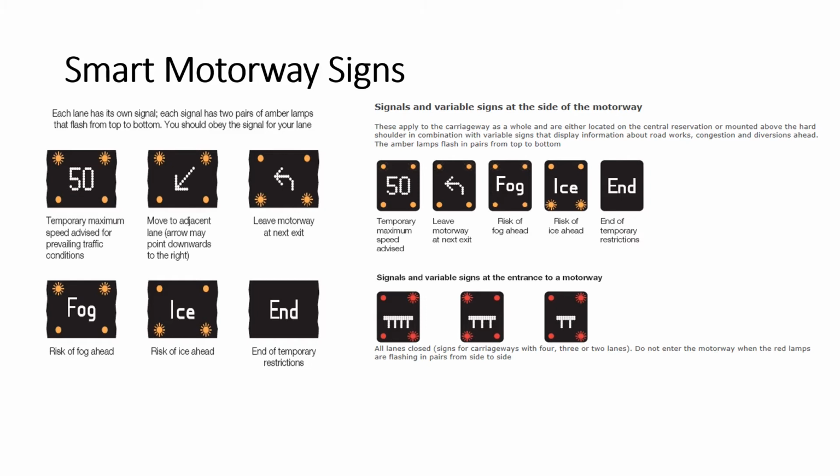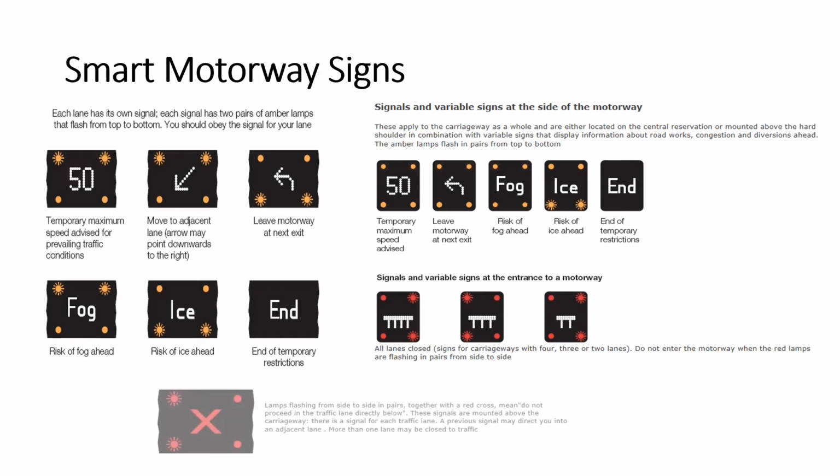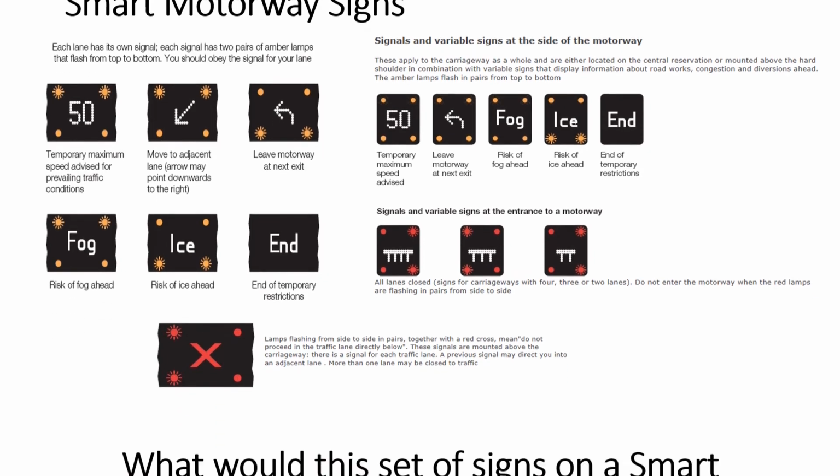Obviously, depending on the amount of lanes that you see leading up to the closure, this would indicate how many lanes are closed. For example, if there's 2 lines, this would mean 2 lanes are closed. We also have a red X, and this would indicate that you must stop moving and not go past this sign. This would mean that the motorway is closed.